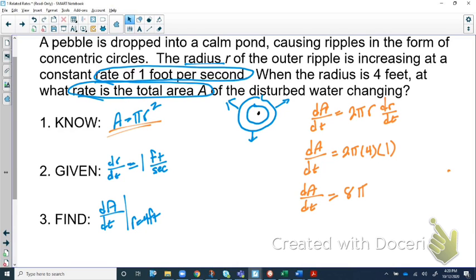Now I didn't put my units in the problem, but understand that we're talking about area, and they gave us area to be in feet. So here it would be 8 feet squared per second. Well, the pen doesn't want to write my C's. And there we go. That's the final answer for this particular problem.